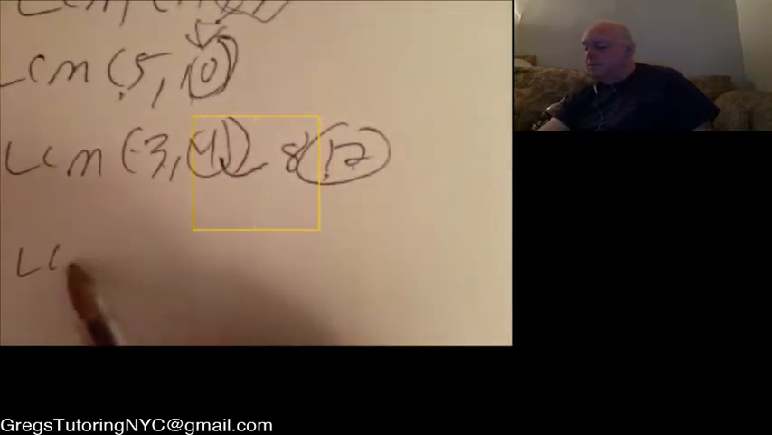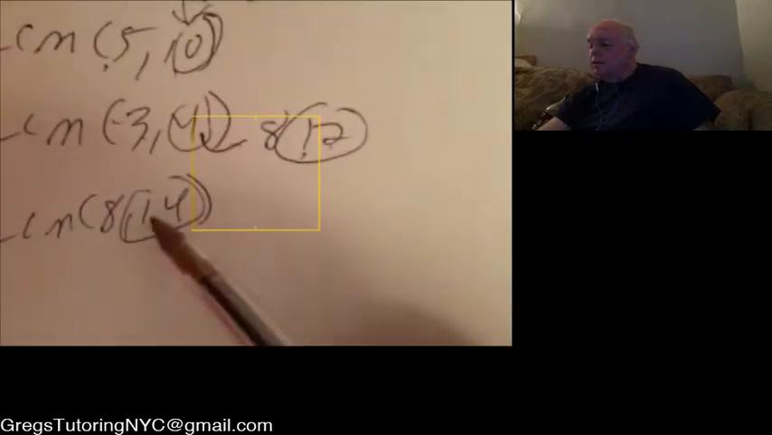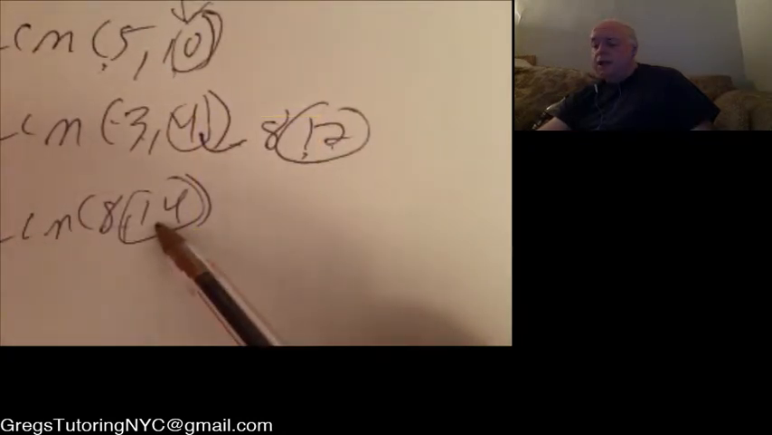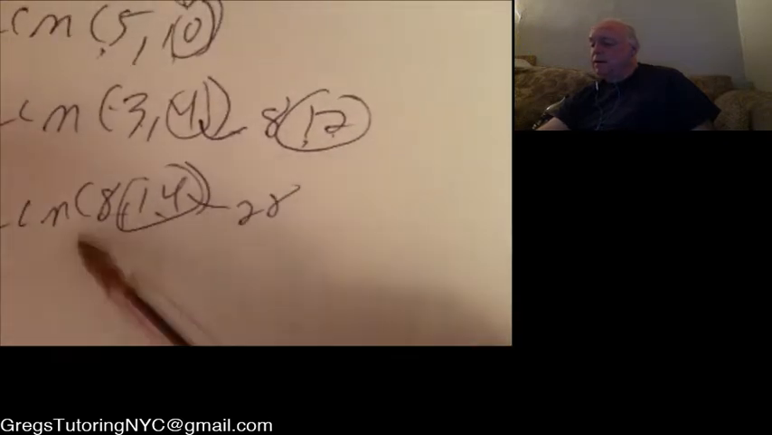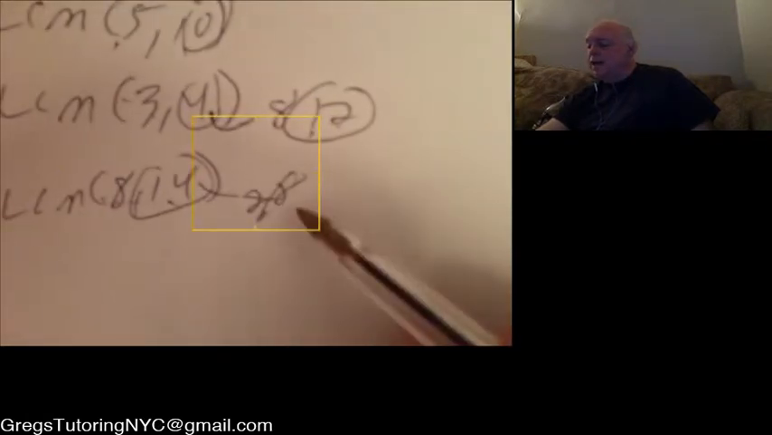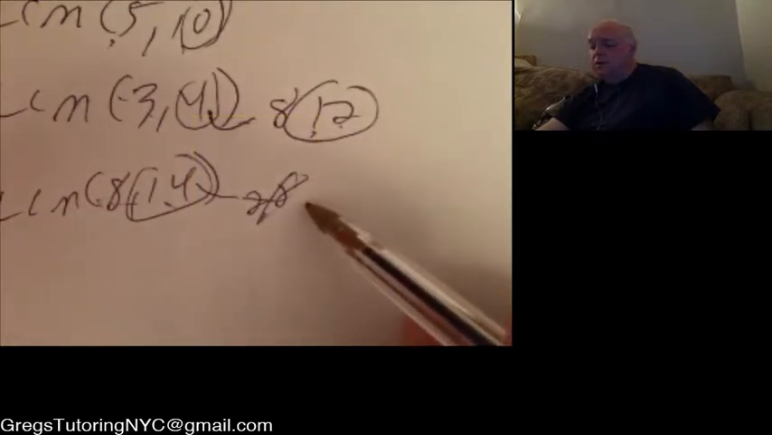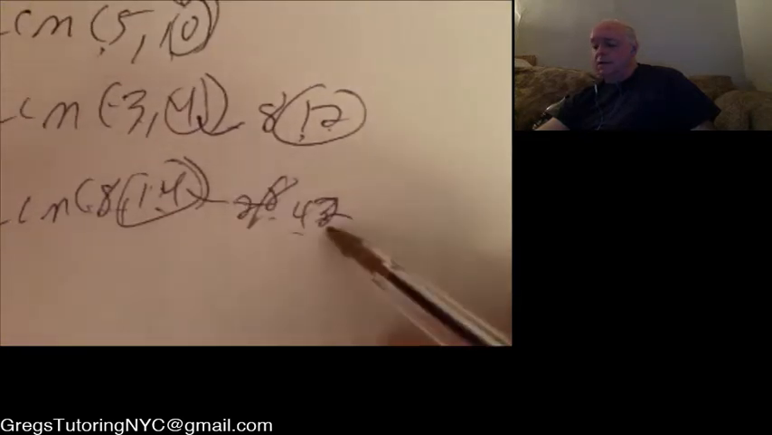Okay. LCM of 8, 14. The larger number is 14. Is 8 a factor of 14? No. So what we're going to do is get the next multiple of 14, which is 28. Is 8 a factor of 28? No, it's not. So what we're going to do is get the next multiple of 14, which is 42. Be careful. 14 times 3 is 30 plus 12 is 42.